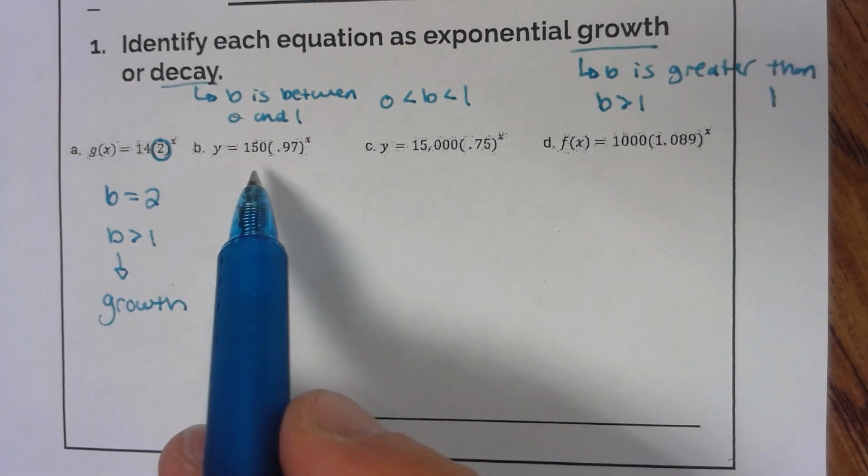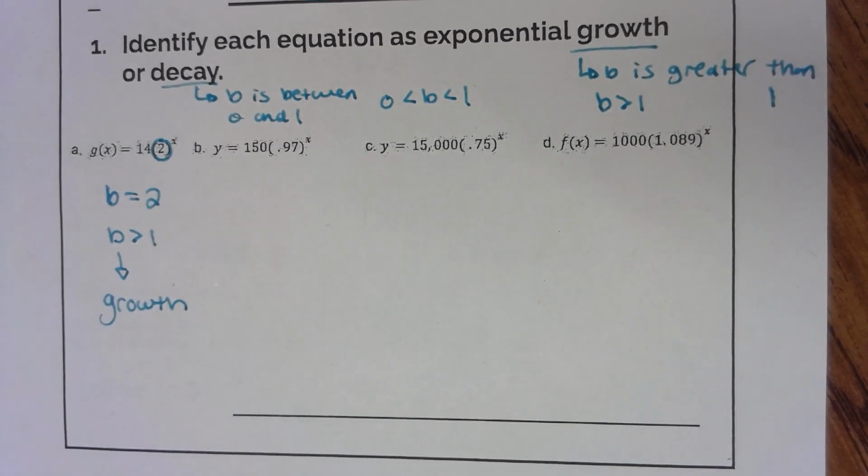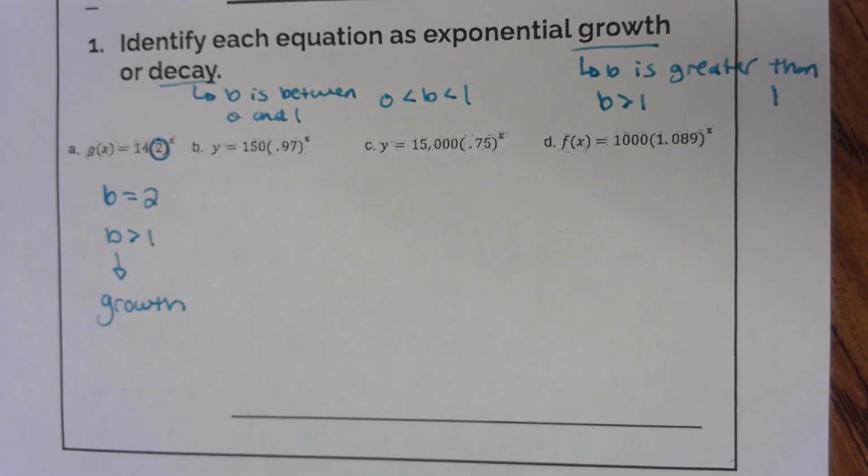Real quick, everyone decide if B, C, and D represents growth or decay, and give me the reason why. Can you tell me why it's growth or decay? It should take about 1 minute.